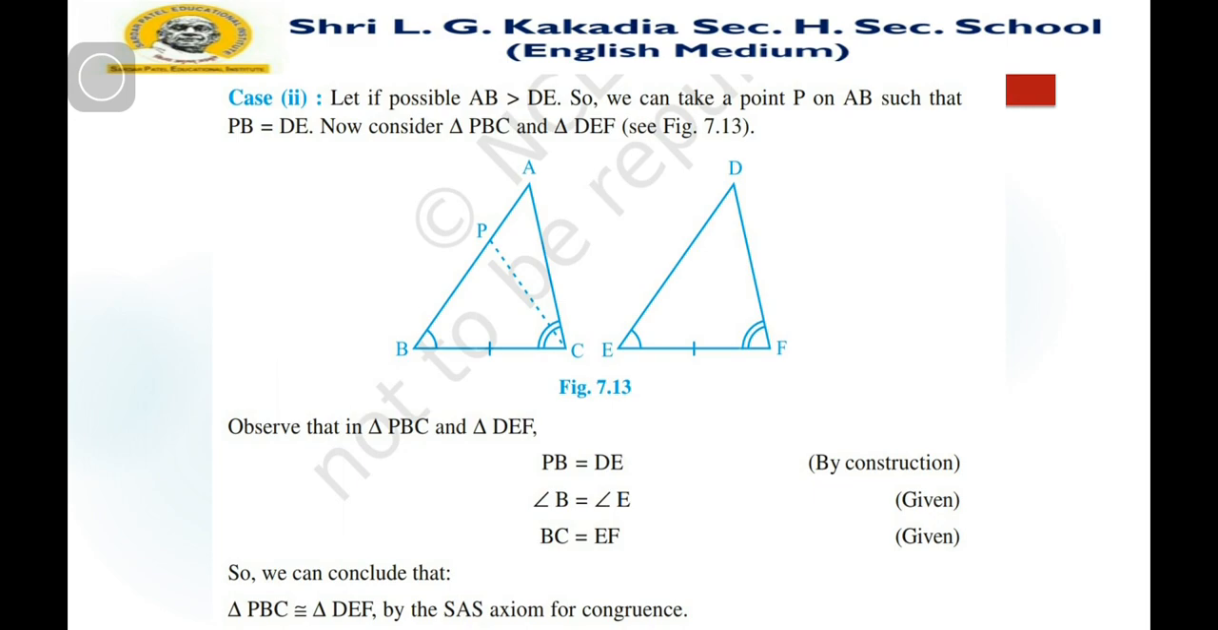Now in case 3, let it be possible that AB is greater than DE. Now we assume that AB is greater than DE. So we can take a point P such that PB is equal to DE. Since AB is greater than DE, we take a point P on AB such that PB is equal to DE.